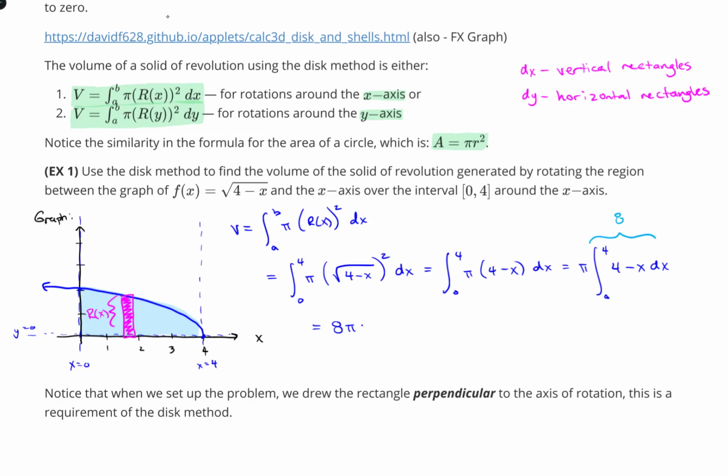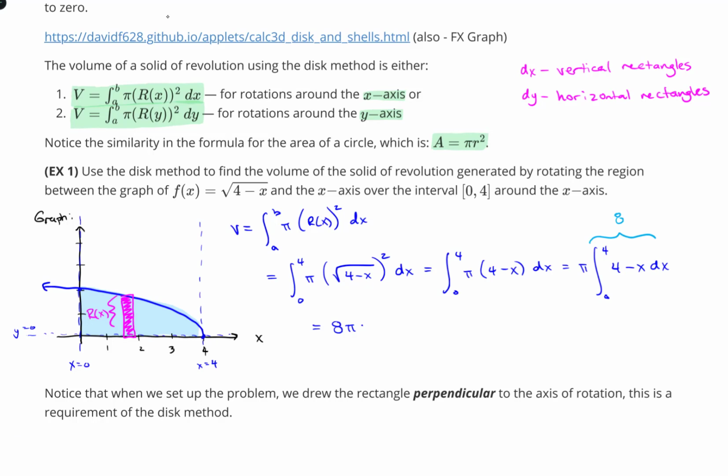Now, one other thing I want to mention about these rectangles. We're going to come up with another method which is very similar to the disk method, but has one slight change to it, which we'll look into later on. But if I am rotating this rectangle around an axis in order to produce a disk, I need to have this rectangle perpendicular to the axis of rotation.